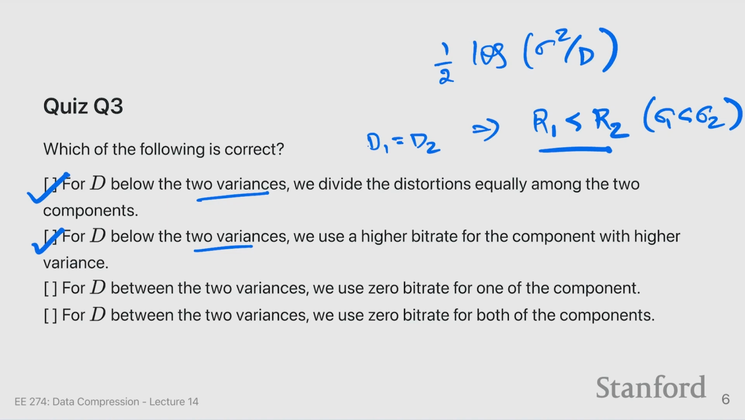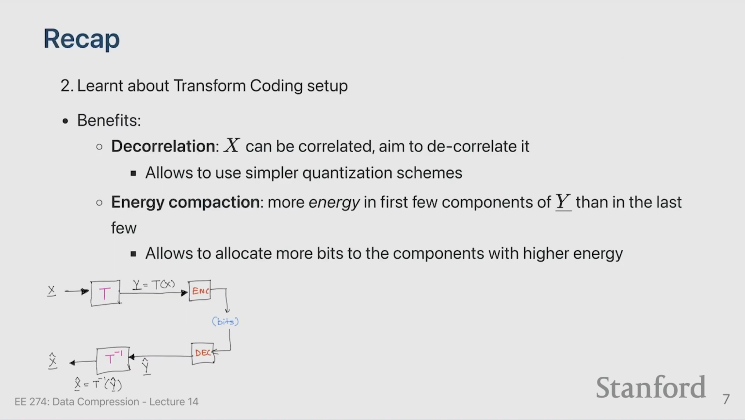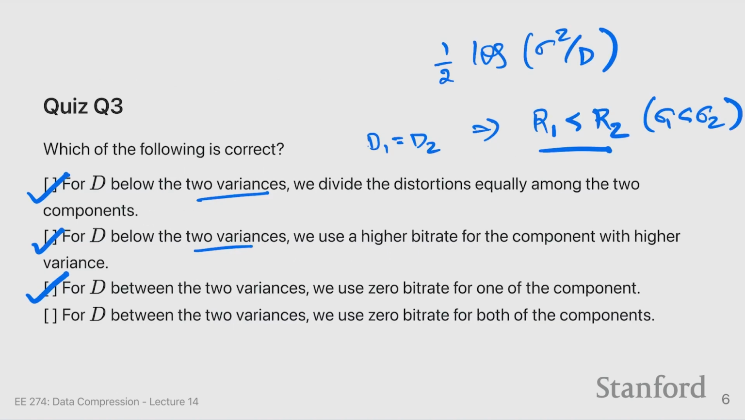Finally, for D between the two variances, we know that at least one of the components will have 0 bit rate. We can't really guarantee the second one, right? Because D is greater than sigma, it's literally the first part. So the third is correct. So this was really the answer. Okay, any questions on the quiz part? Is everyone comfortable with the water filling intuition now?